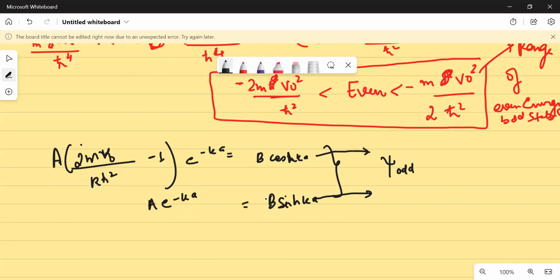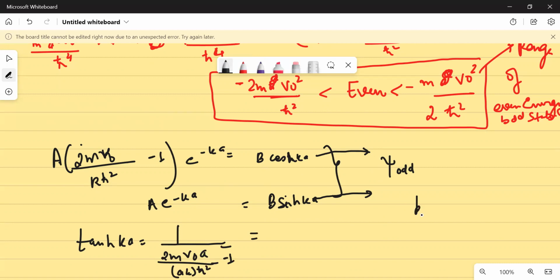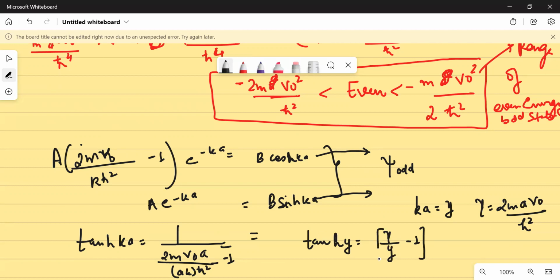Now you divide these two expressions and you'll find that tan hyperbolic Ka is equal to 1 upon 2m V naught, multiplied with a, and you have aK and h square, and then you have minus. Is that clear? Again do the same substitution: write Ka as y, and gamma equals 2m a V naught upon h square. I don't think there is an issue till now. So you'll get tan hyperbolic y equals gamma upon y minus 1 raised to the power minus.